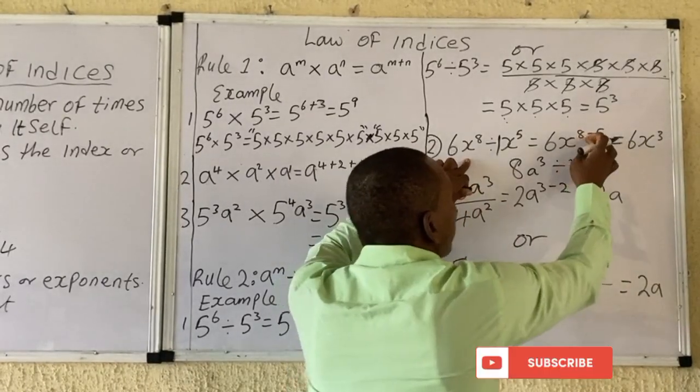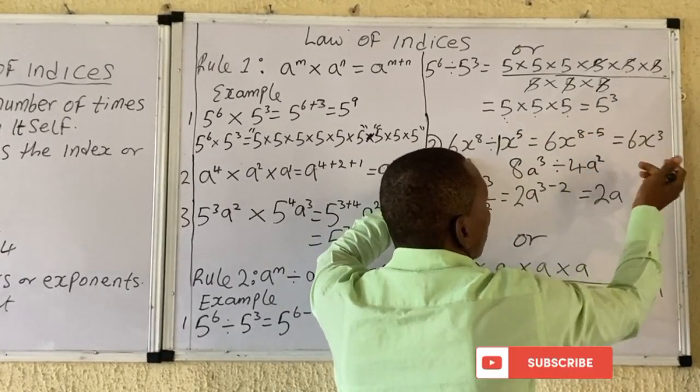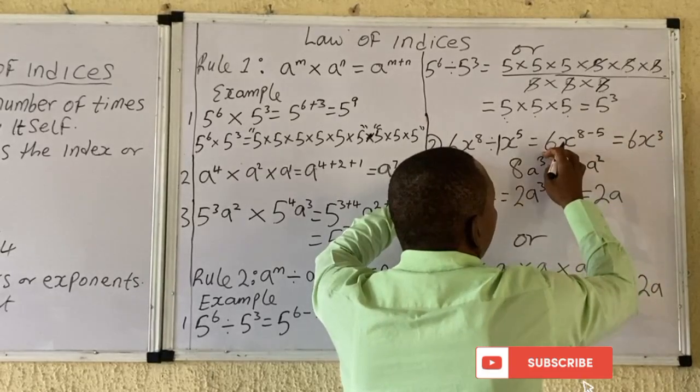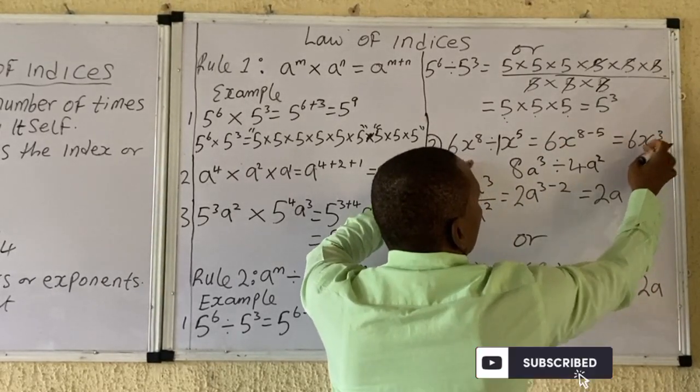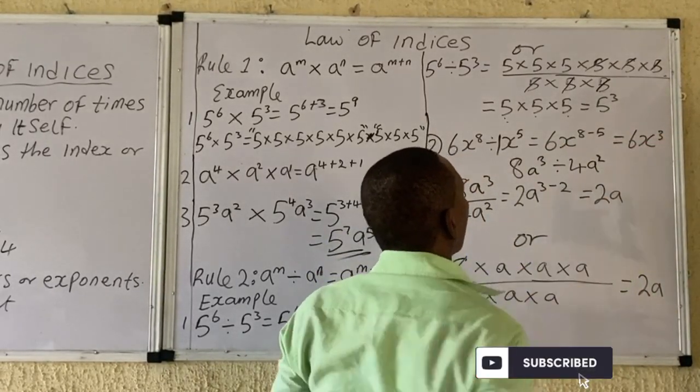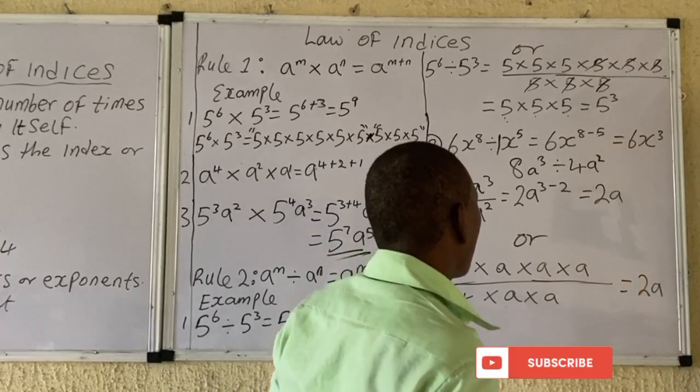All right, so 8 minus 5, what will be our answer? It's actually 3. So we now have 6x raised to the power of what? 3. 6x raised to the power of 3. All right, so please take note of that.